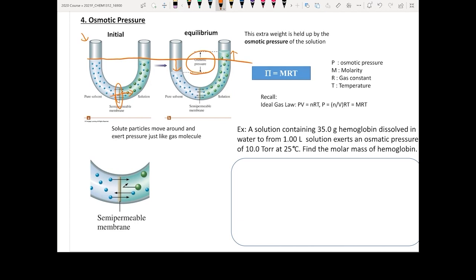Since the water is trying to go to the side to dilute the solute concentration, if you add in more solute, the height difference between the two ends will become larger and larger. The equation you want to use is pi equals M times R times T, where pi is the osmotic pressure, and M is the concentration term, molarity, which is the number of moles of solute per liter of solution. Again, it has to be this unit. If you use other concentration units, you get the wrong number.